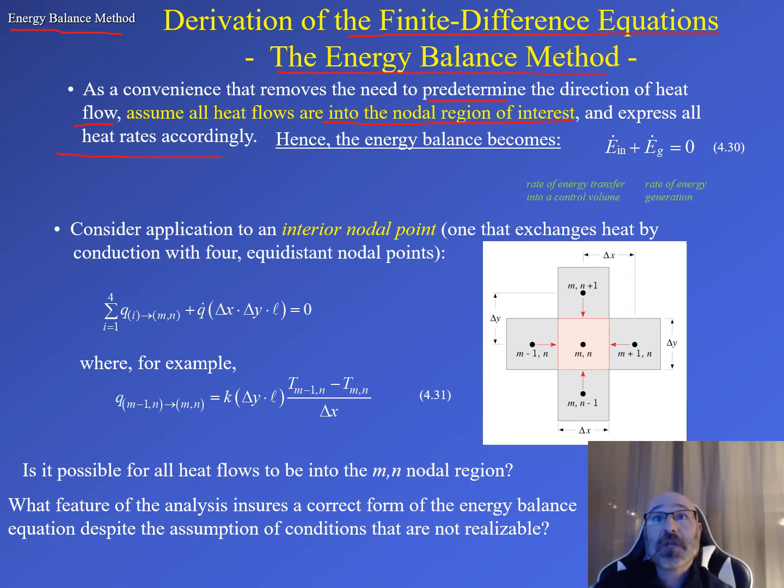Therefore, we can use this relationship, which relates back to equation 4.30 in our textbook, where we have the rate of energy transfer going into a control volume, E dot IN, plus the rate of energy generation, E dot G. Adding those two together will equal 0, which is the energy balance method that we're going to utilize.